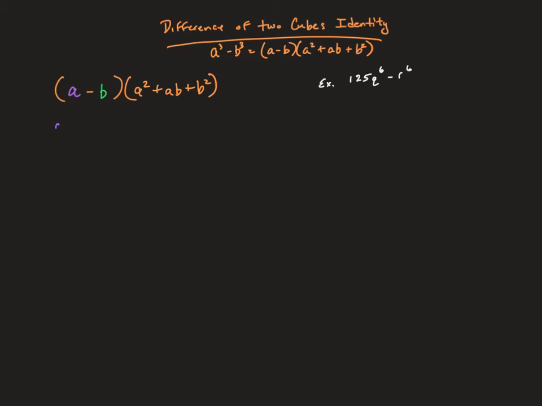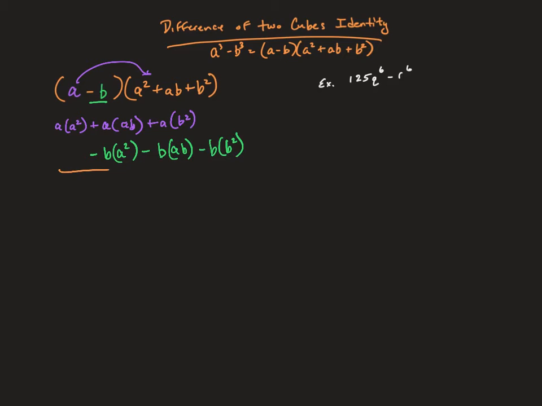So multiplying a times all of this, I'm going to have a times a squared plus a times ab plus a times b squared, and then I'm also going to have negative b here, so that is going to be negative b times a squared, minus b times ab, minus b times b squared, and then simplifying that, doing my exponent rules.